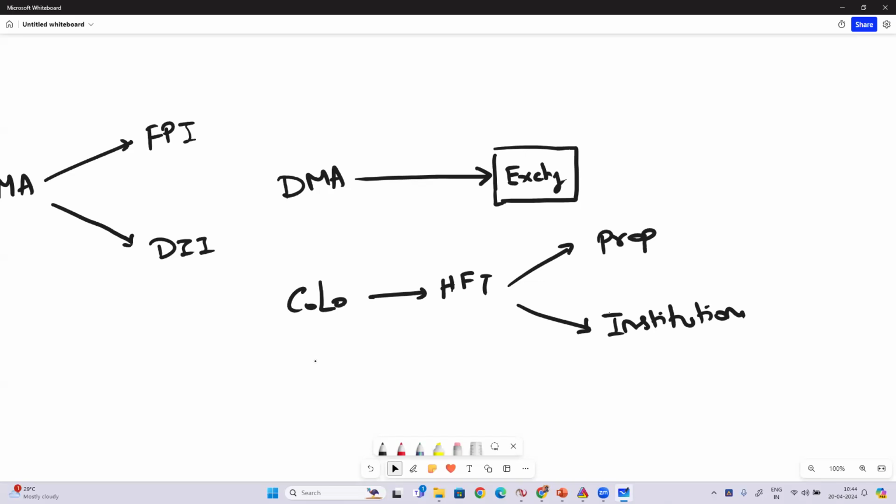So when it comes to co-location, the entire trading system server itself is placed very, very close to the exchange, or it will be kept inside the exchange itself, first of all.